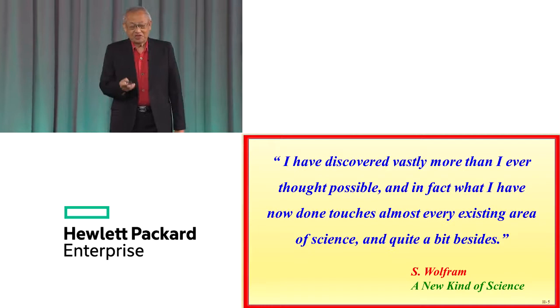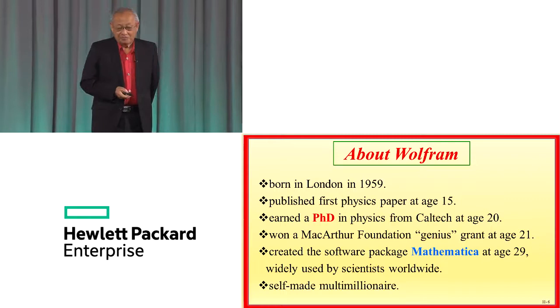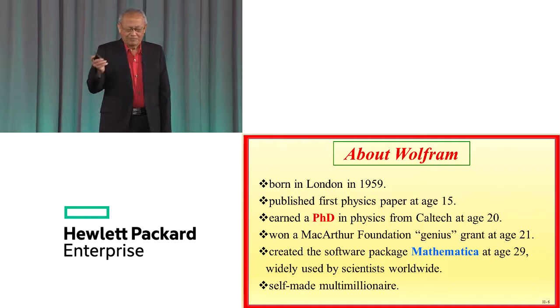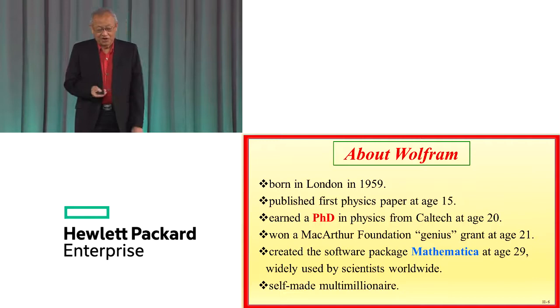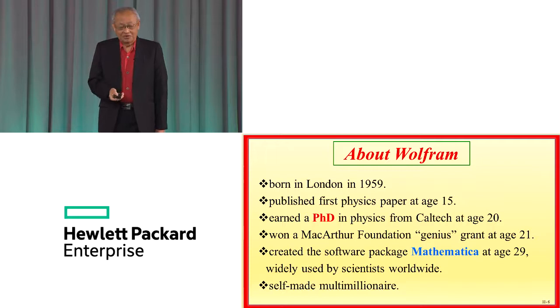And for those of you who didn't know who Wolfram was, he was born in London in 1959, published his first paper at age 15, so he's clearly a genius, okay? Earned his PhD in physics at Caltech at age 20, and I believe Gell-Mann actually recruited him to Caltech, so he was really a hotshot. Won a MacArthur genius fellowship at age 21, created the software Mathematica at age 29, and he's a self-made multimillionaire, so he's a very distinguished person.